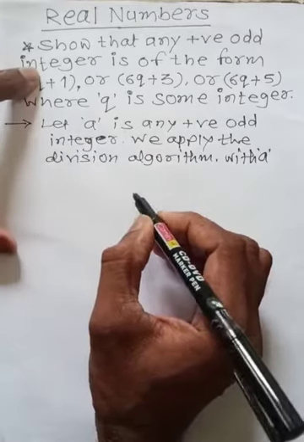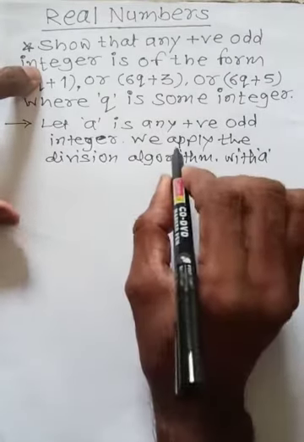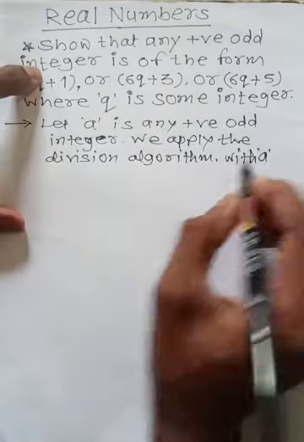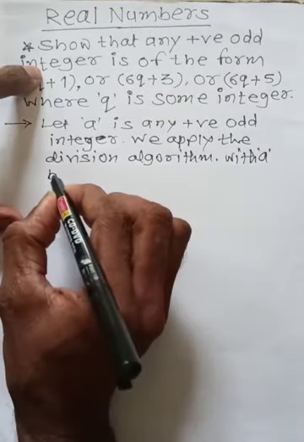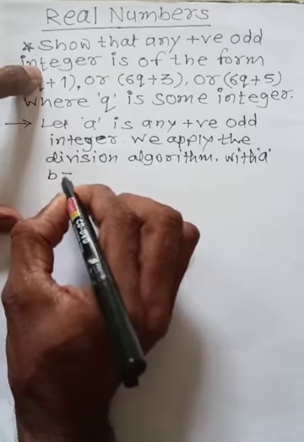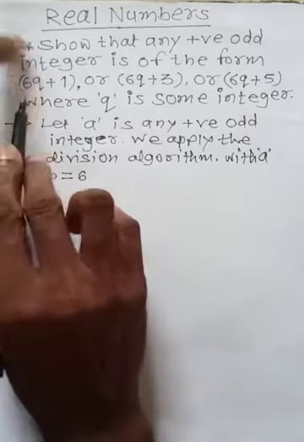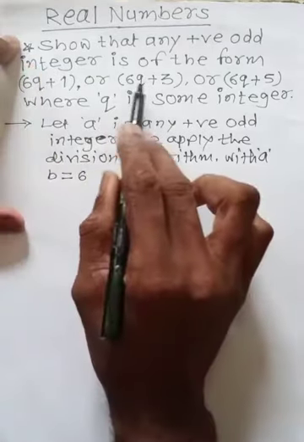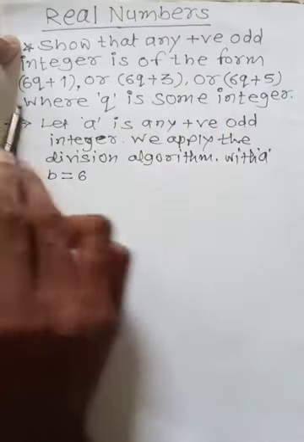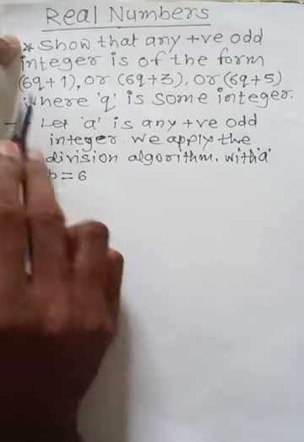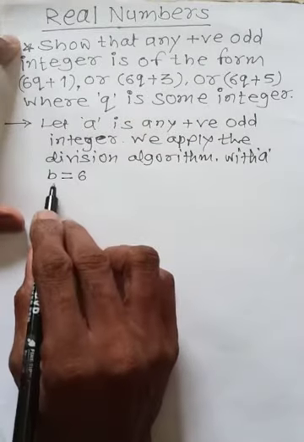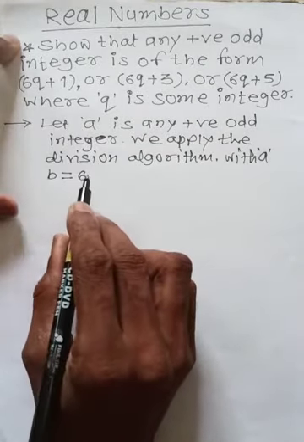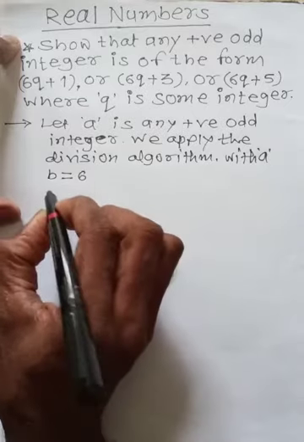Now with the help of this division algorithm with a, there is need of another integer, that is b, and that is equal to 6, because here we have 6q, therefore 6 is the divisor, and therefore we take b is equal to 6.